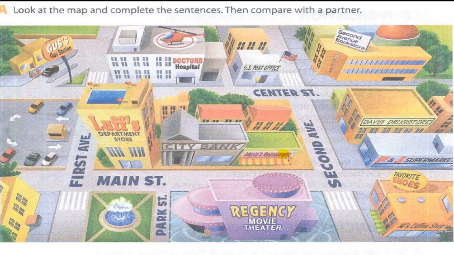4. Is it near the bookstore? No, it isn't. It's on 2nd Avenue, across from the movie theater. On the corner of Main and 2nd Avenue? Yes, that's right. It's next to Al's coffee shop. Okay, thanks.